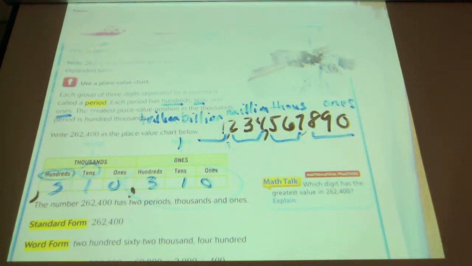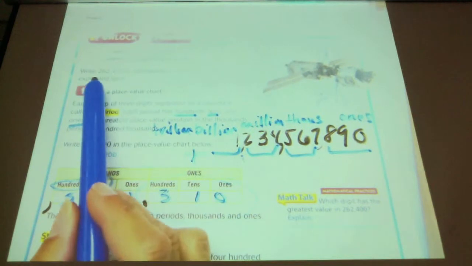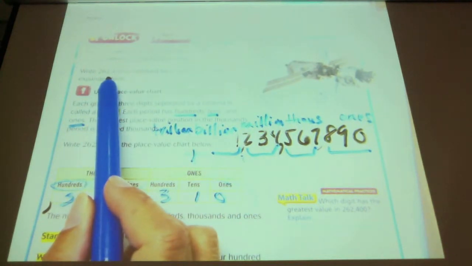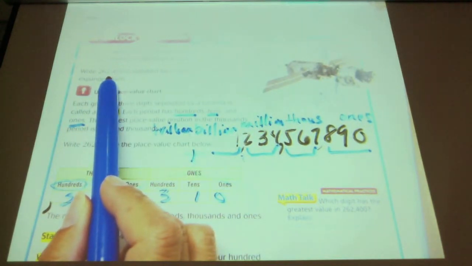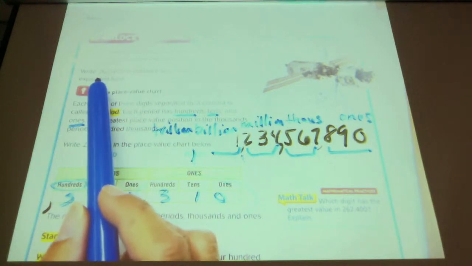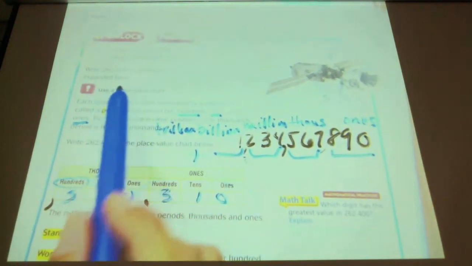So, now let's see if you guys can read this with me again. Looking at it, what does this comma stand for? Which period? That's funny. This comma stands for which period? Like a period. Like that. That was a funny thing to say. It's the thousands period. So let's read this together.